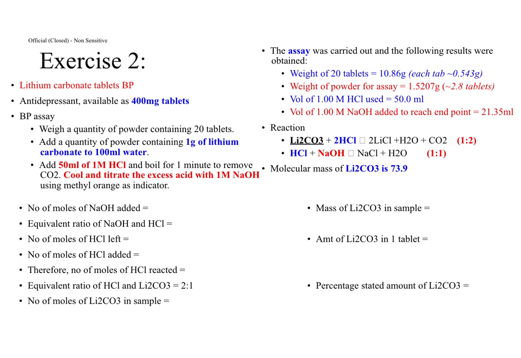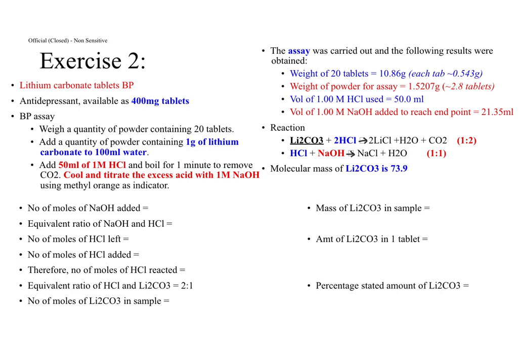The assay was carried out and the following results were obtained. The weight of 20 tablets was found to be 10.86 grams. So on average, if we take 10.86 divided by 20, each tablet is 0.543 grams. The weight of powder that was taken out for the assay was 1.5207 grams. The concentrations of HCl and NaOH used were both 1.00 molar respectively. The volume of HCl used was 50.0 ml, and the volume of sodium hydroxide that was added to reach the endpoint was 21.35 ml.